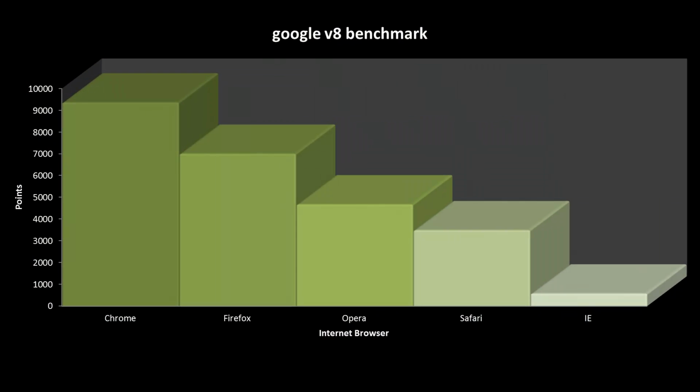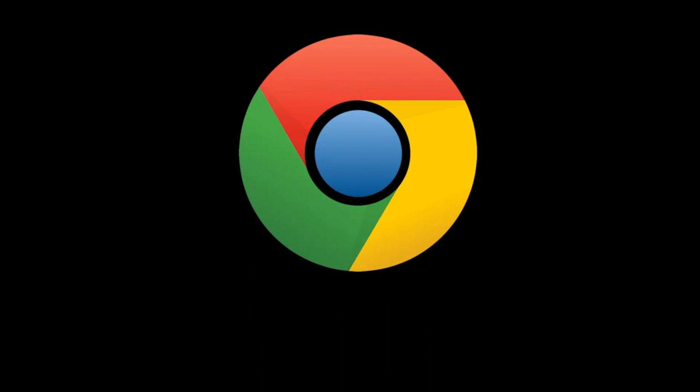Finally, we have the V8 benchmark, which tests JavaScript. Chrome easily wins this, with Firefox just behind. Again, Internet Explorer limps into last place with an abysmal score of 579 to Google's 9,367. So, it seems like Google is easily the fastest browser.